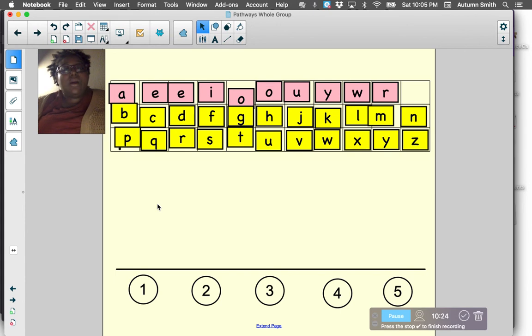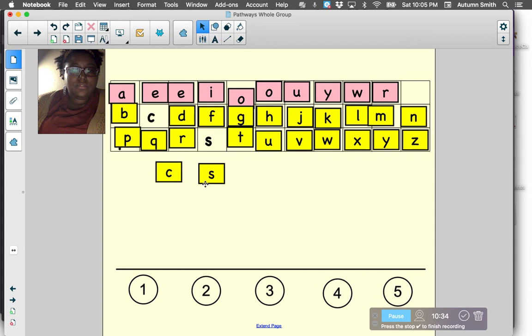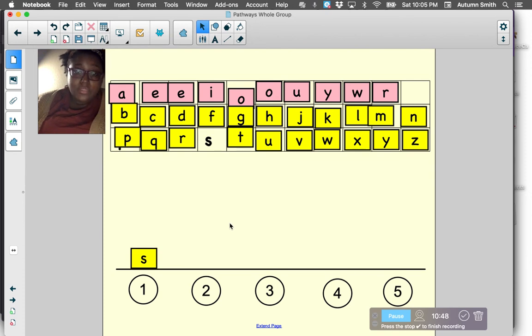What's the first sound that you hear? How do you spell the S sound? Is it the C or the S? Well, C says k, like a cat. S says s, like a snake. Write the letter S. What's the next sound that you hear in sock?